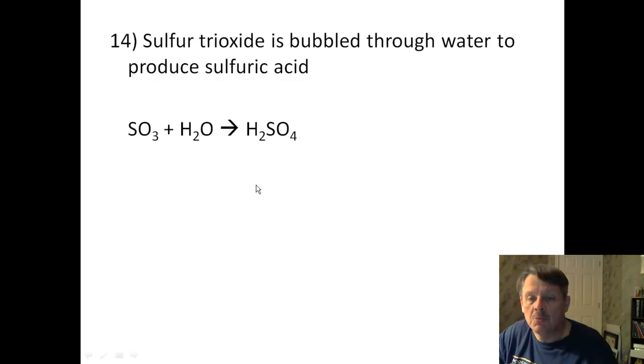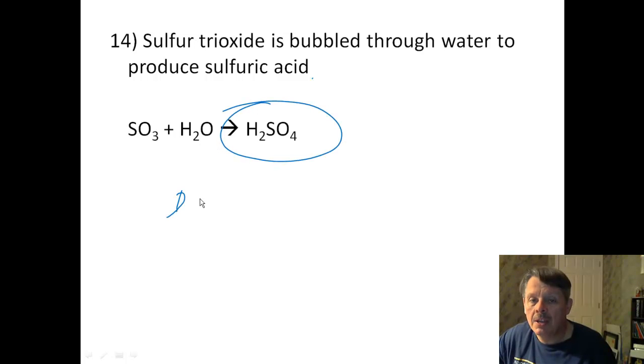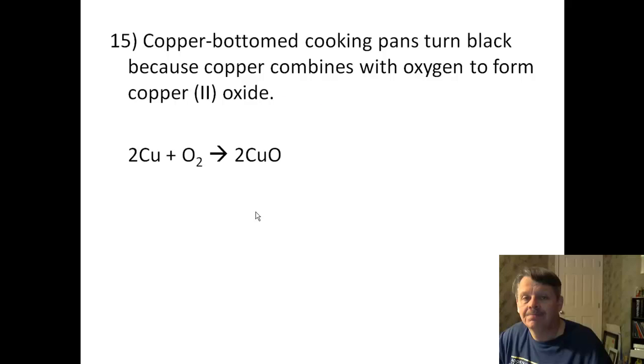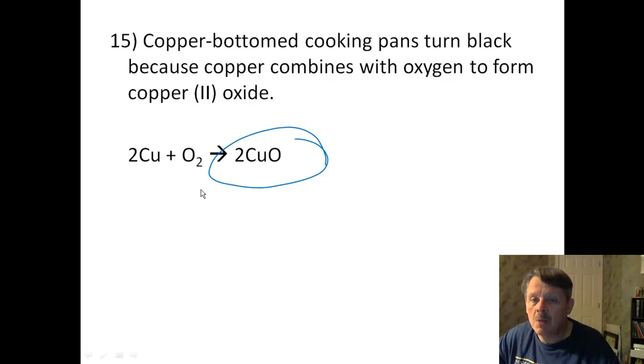Right, number 14, I am producing one thing, which is sulfuric acid. So since I'm only producing one thing, that's a direct combination or a synthesis reaction. Number 15, same thing, I am producing copper 2 oxide, so that is a synthesis reaction or a direct combination reaction.